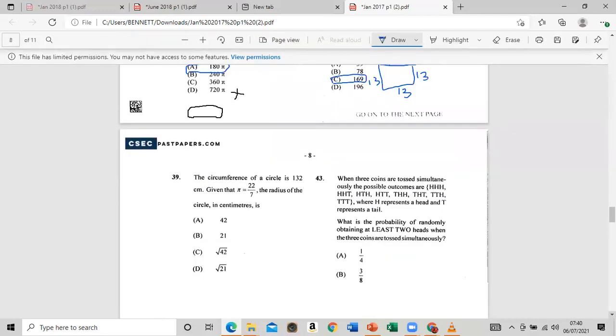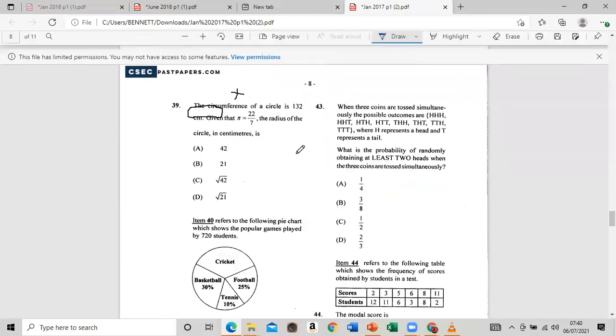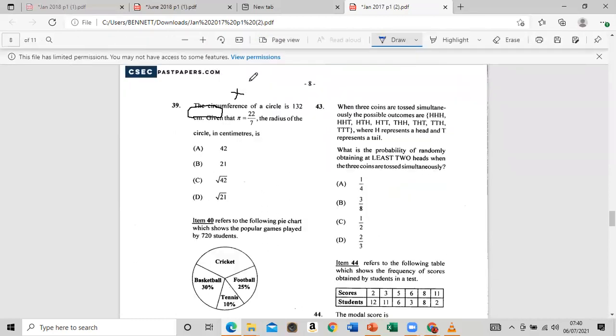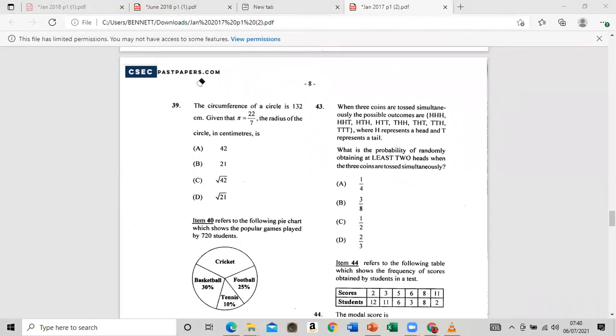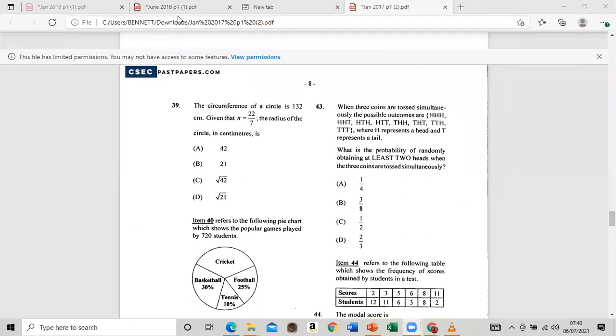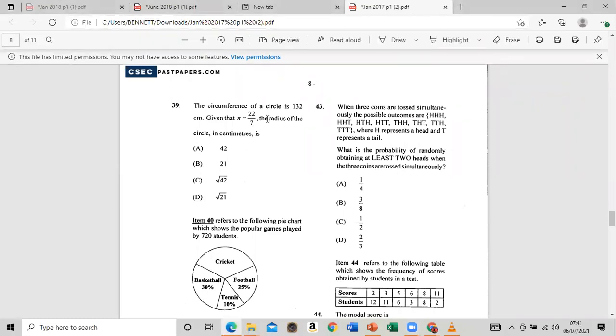All right. On to 39. Let me get my eraser. Can't find my something. Where did it go? Oh, it's there. All right, on to it again.